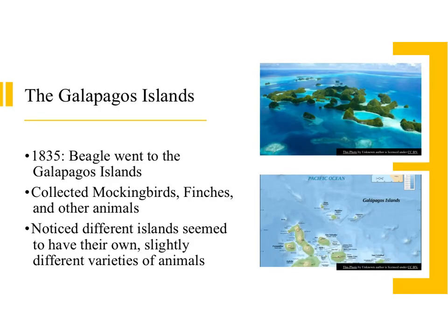And so in 1835, the Beagle went to the Galapagos Islands, and while Darwin was there, he collected mockingbirds, finches, which are also birds, and then other animals. And he noticed that the islands seemed to have their own slightly different varieties of animals. So a finch on one island looked just a little bit different on the next island. And of course, that sparked some curiosity in Darwin. So he wanted to know why and how.